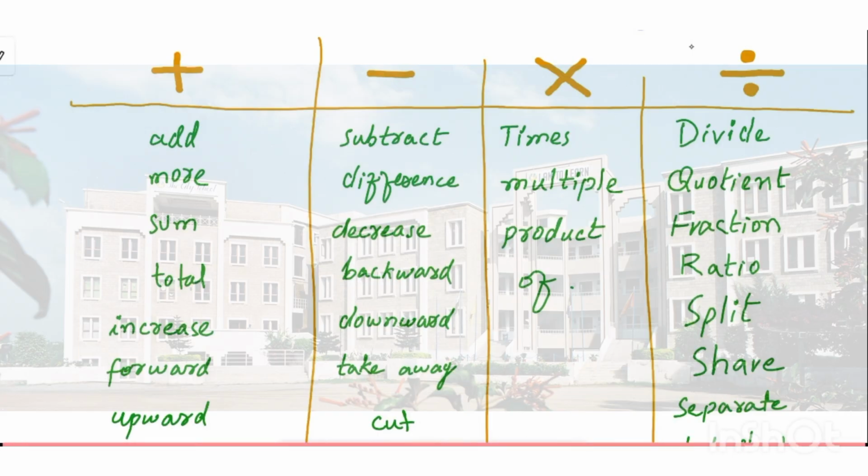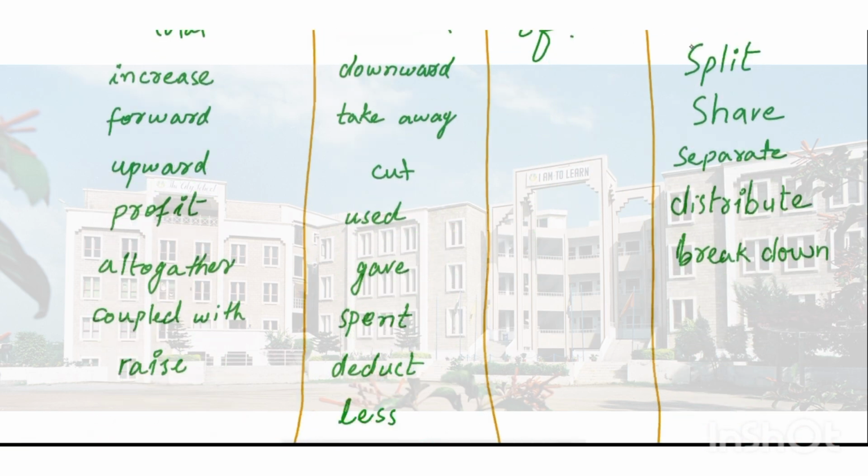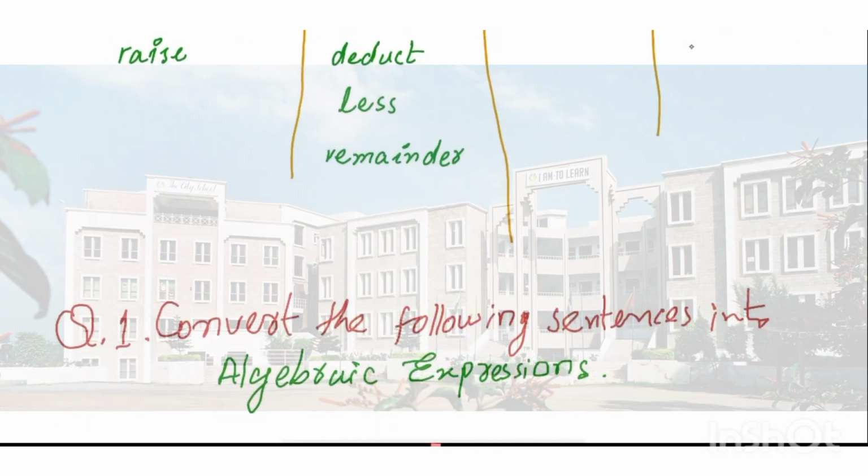Now there are some words which are replaced by a multiply sign, which is times, multiple, product, and of. Similarly, the last one is division. So division will be replacing the words which are divide, quotient, fractions, ratio, split, share, separate, distribute, and break down. So these are the words which can be split.